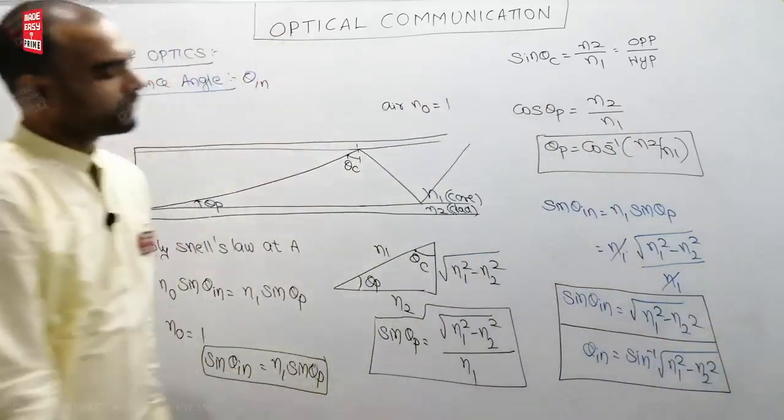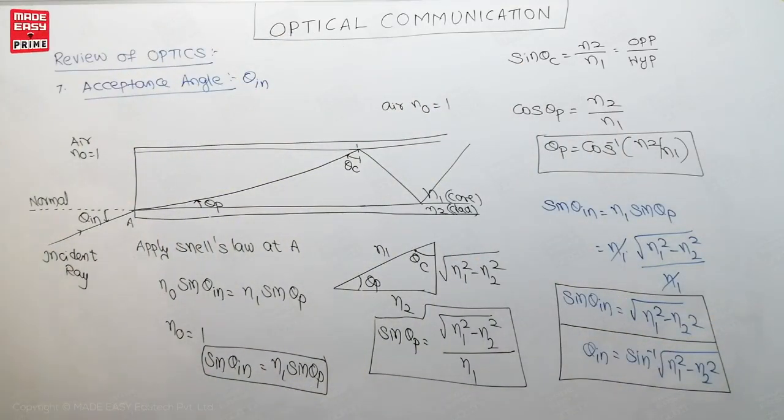the acceptance angle formula. So theta in is equal to sine inverse of under the root of n1 square minus n2 square. Okay, please copy this, all of you.